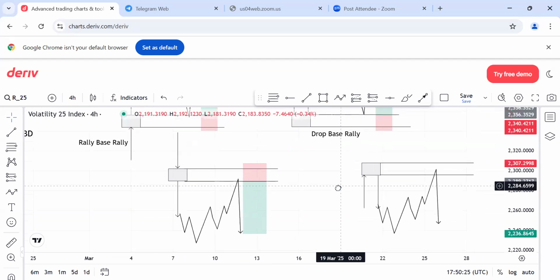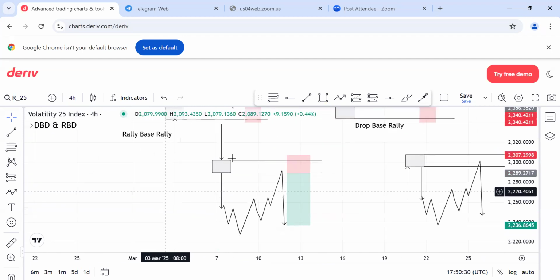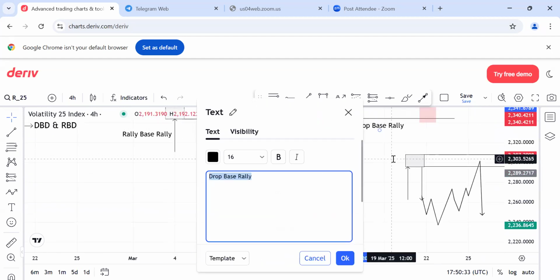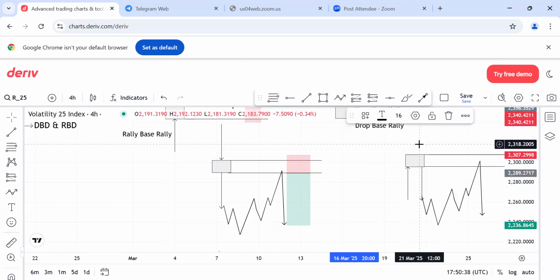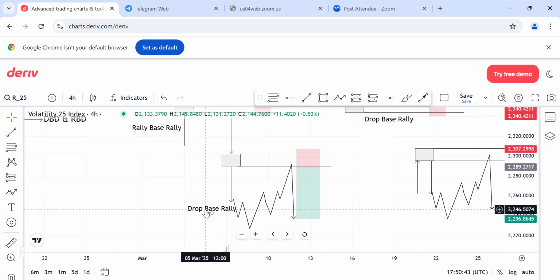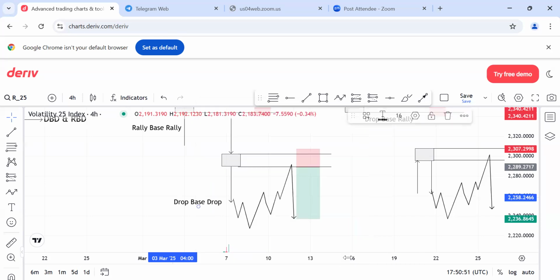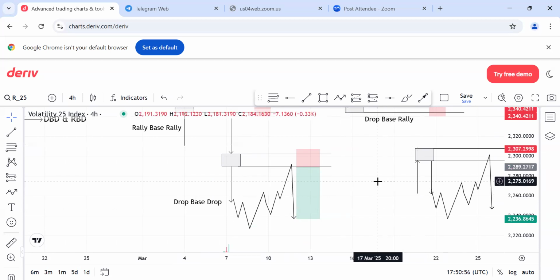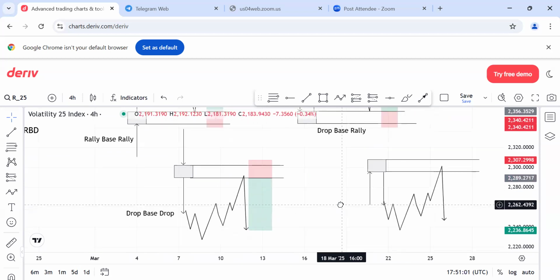Yeah, this is my entry model. The drop base drop, a bearish order block. As the structure explains, you can see the arrow direction to the base level and the arrow direction out of the base level. So this is a drop base drop, bearish order block pattern.